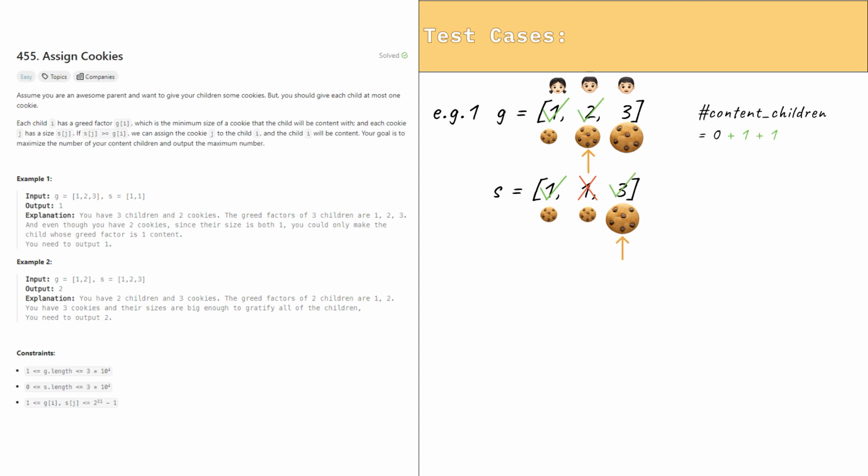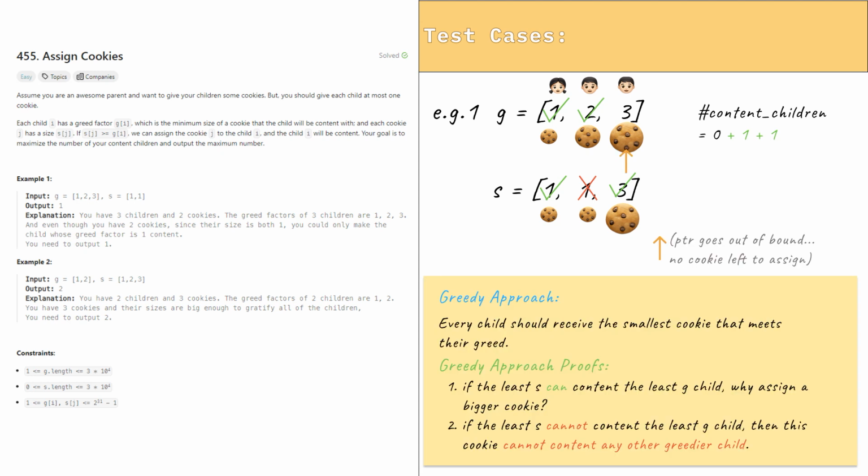However, we are not giving up the hope of assigning the second child a cookie he wants. We then look at the next cookie, the third one, with a size of 3. This cookie is big enough to satisfy the boy's greed, and thus we increment our number of content children by 1. Now, we have used up all the cookies in the list, and we have no cookies to assign since the pointer now is out of bounds. We return the number of content children as 2.